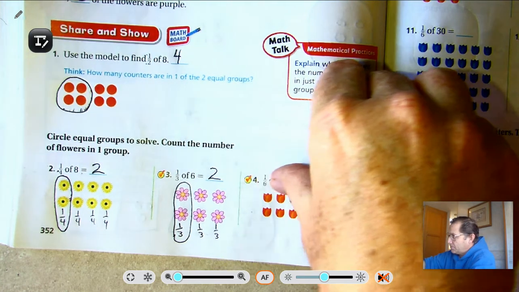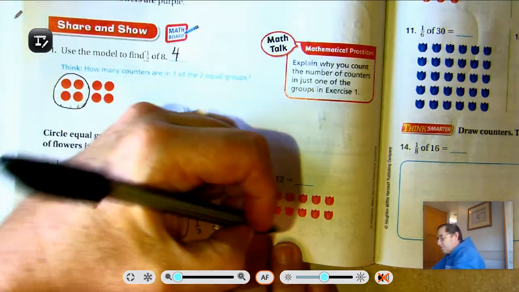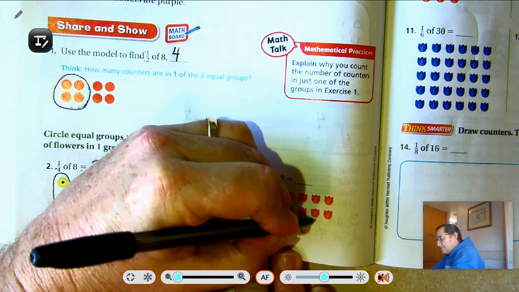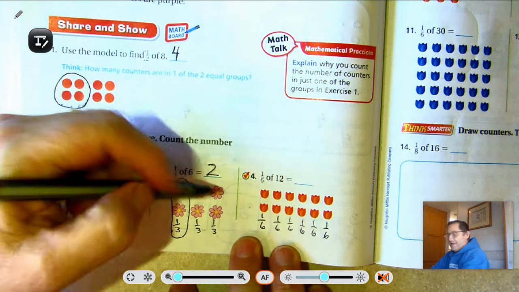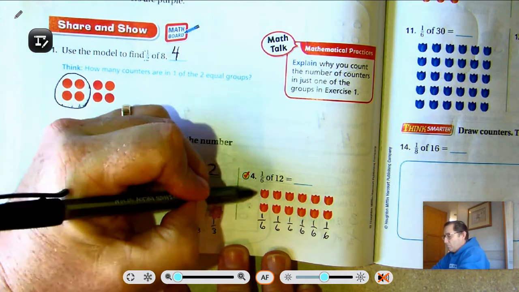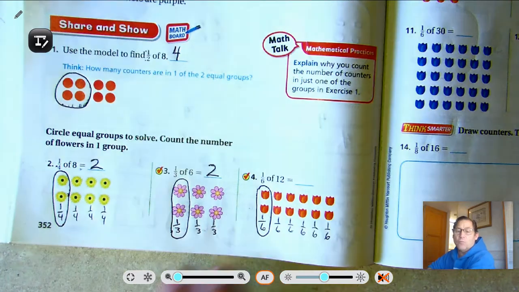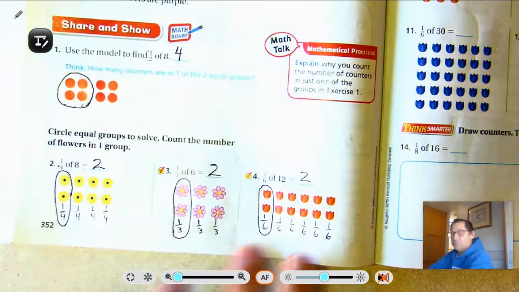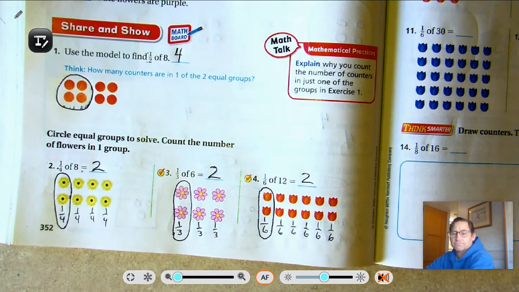1/6 of 12. 1, 2, 3, 4, 5, 6. Okay, so each column is 1/6. And 1/6 of 12. We're only going to count one group out of the 6, and there's 2 in that group. Okay.